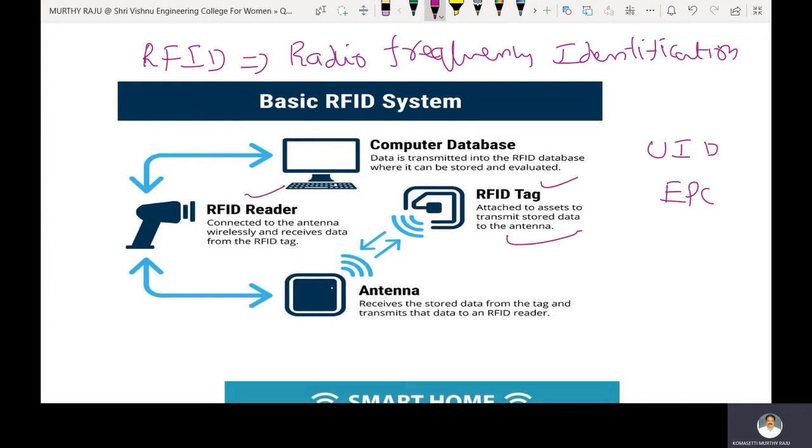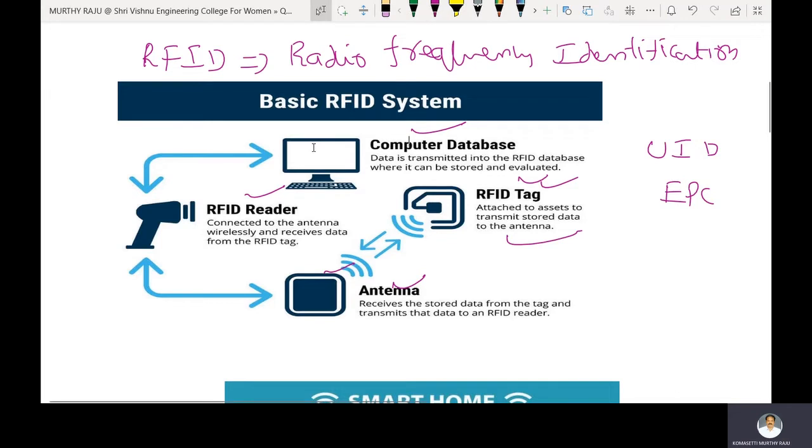This one is the RFID reader. The RFID reader has an antenna, connected to the antenna wirelessly and receives data from the RFID tag. With the help of that RFID reader, by line of sight communication, directly expose the RFID reader towards the RFID tag and extract the product information. That product information is stored in the computer database. Data is transmitted into the RFID database, where it can be stored and evaluated. These are the basic components of an RFID system: RFID reader, antenna, RFID tag, and computer database. The computer database is used to store the product information.